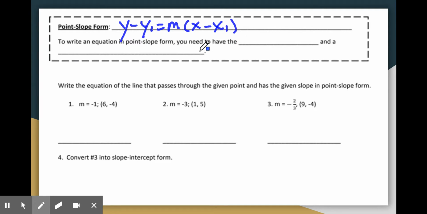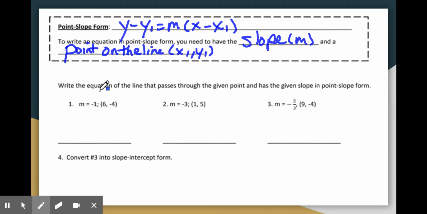To write an equation in point slope form, you need to have the slope, which is m, and a point on the line. The point is going to be x1, y1. If you remember from graphing in point slope form, the slope was always the same, but the point was always the opposite of what you had in the form. So let's review where that comes from.